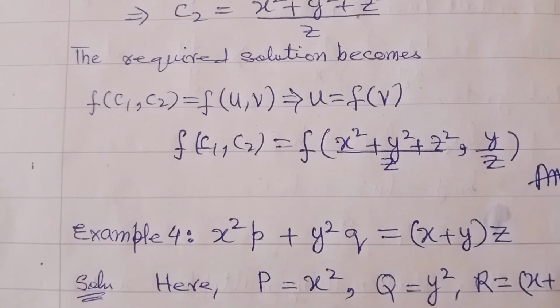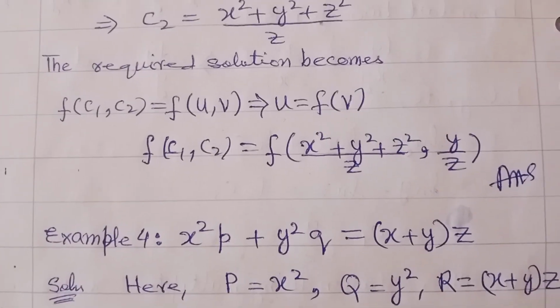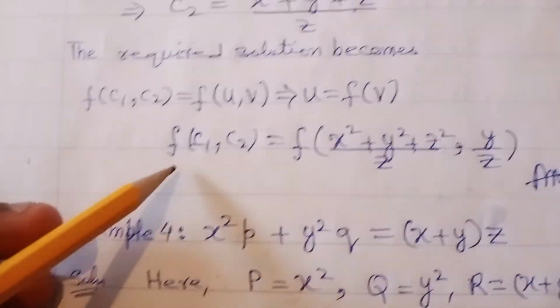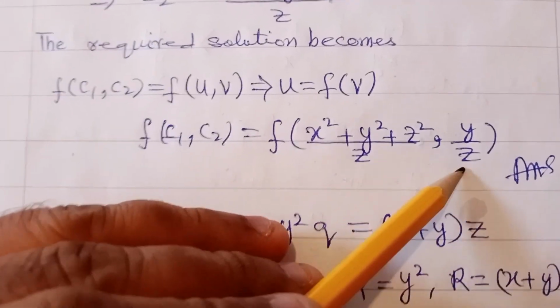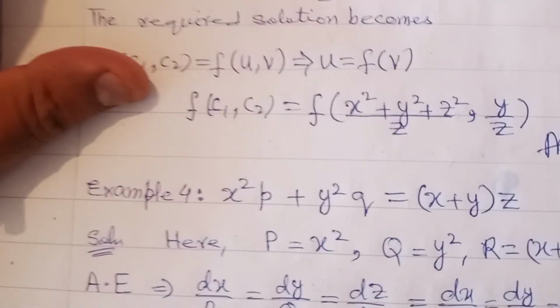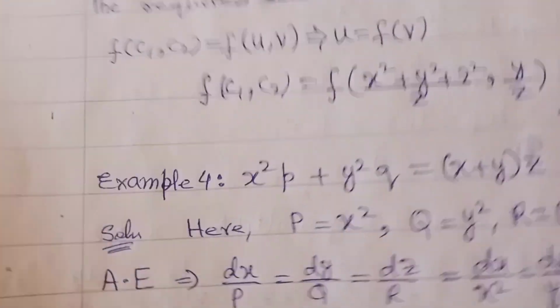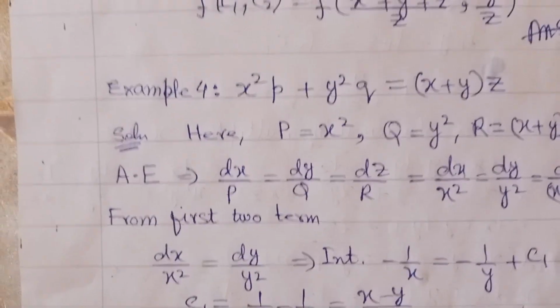There are several ways to write the solution of such kind of differential equations. So I am writing f of c1, c2 is equal to f of, this is the value of c1, this is the value of c2. So this is the solution of this differential equation. Now we have another example.